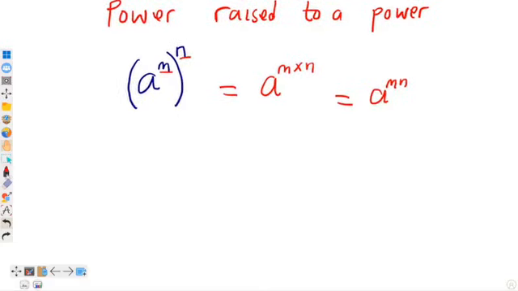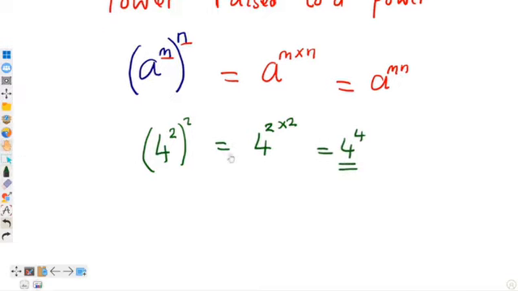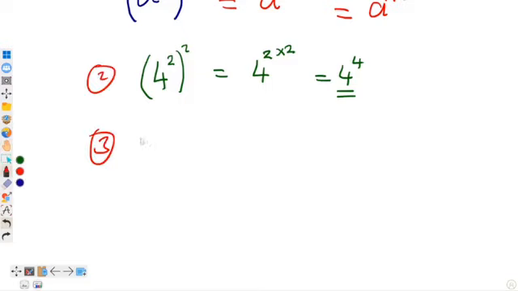In terms of the numbers, let's say you have something like this. You have 4 raised to the power of 2, over 2. So 4, the power is a 2, which is in brackets, times the power which is outside here, 2. So this will be 4 raised to the power of what? 4, because 2 times 2 is a 4. This will be your answer, if just to simplify. Then you can also look at another example.